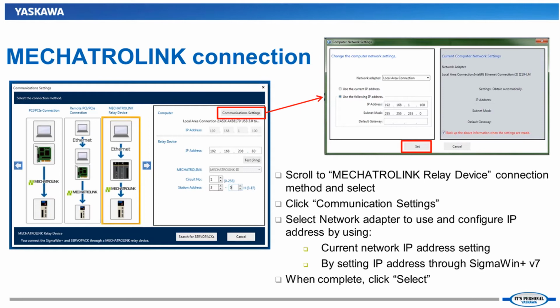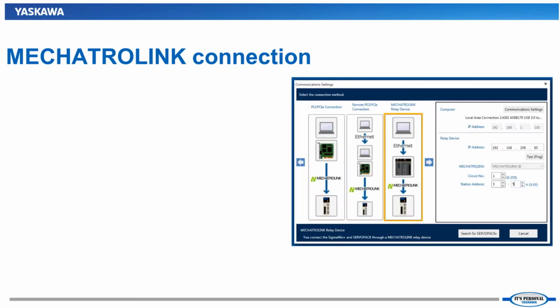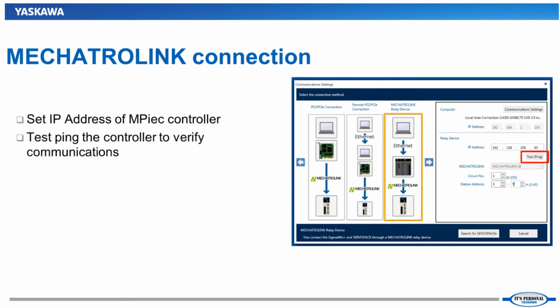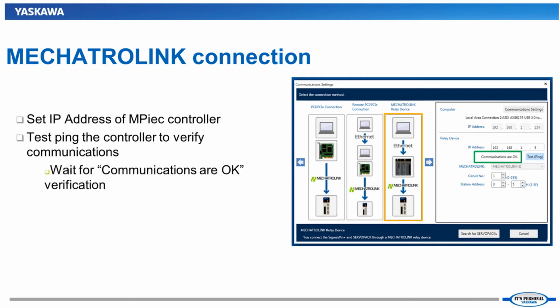Once you've completed selecting your IP address, you'll hit set. And then the second thing you'll do is the relay device, which will be your MP3000 series IEC controller. You'll set that IP address. I always prefer doing a ping test just to make sure you are communicating. You'll get a "communications are okay" message reported back if that ping test is successful.